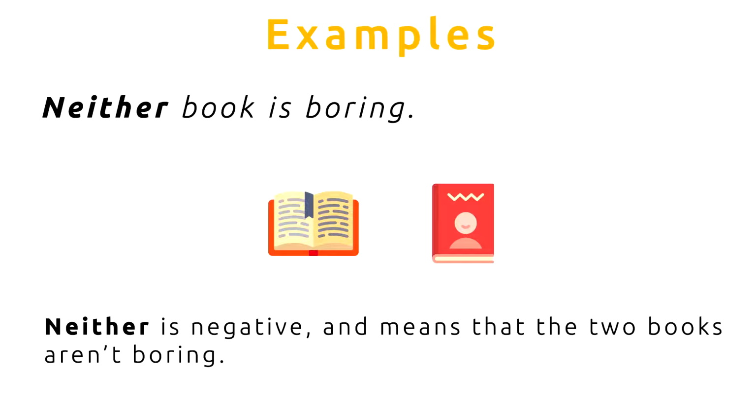Let's look at the next one, neither. So going back to the original example, neither book is boring. Neither is negative and means that the 2 books aren't boring. So neither, as I said, is negative. Again, it's always talking about 2 things or 2 people. Always. And it's a negative word, just like not or never. So it's a negative. Remember, the N in neither signifies negative. That's a good way to remember.